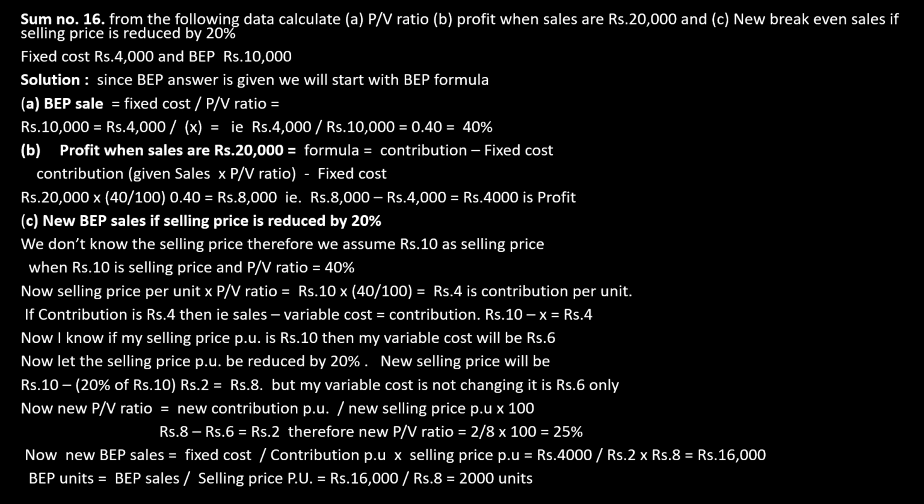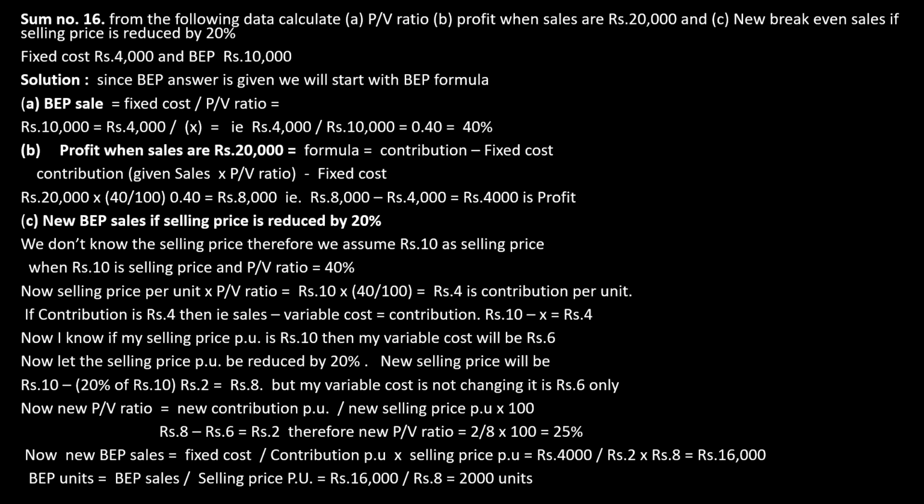Okay, I know the BEP sales is 10,000 equal to, I know my fixed cost is 4,000 divided by X. So 10,000 equal to 4,000 divided by X. When I simplify this, I'll get 0.4. Since it is a PV ratio, we multiply by 100. Therefore, it will be 40%. 0.4 is nothing but 40%. Okay, I know my PV ratio. That is the first question.